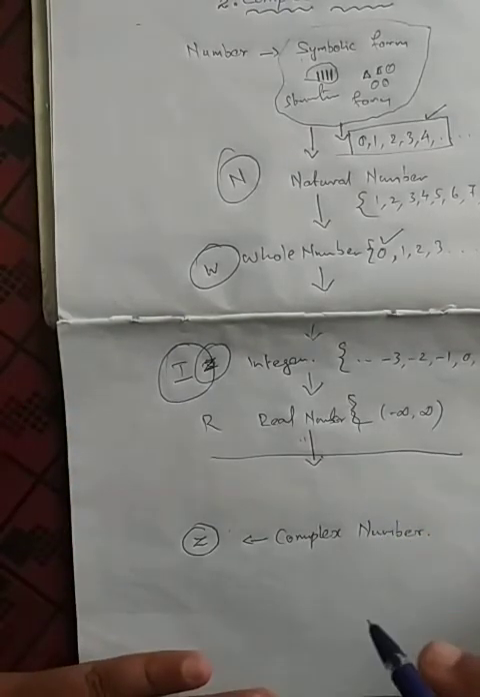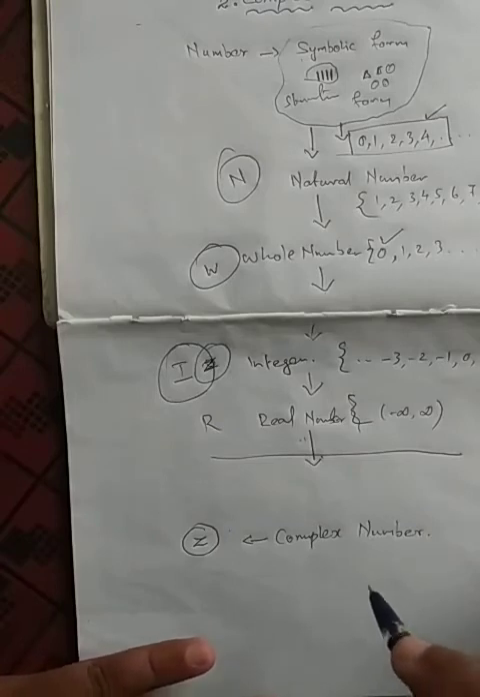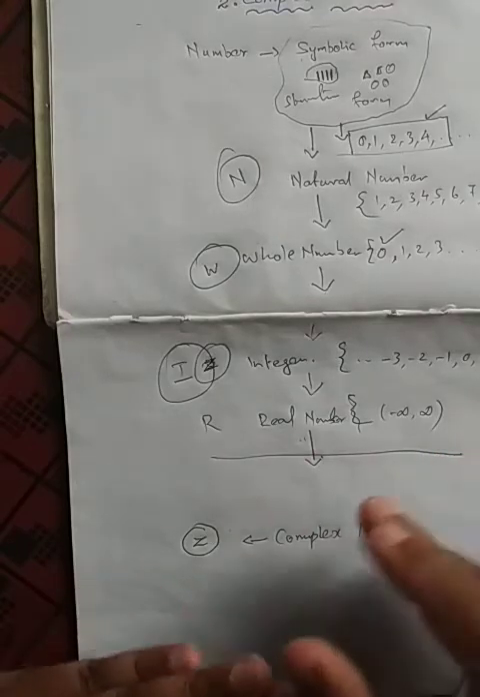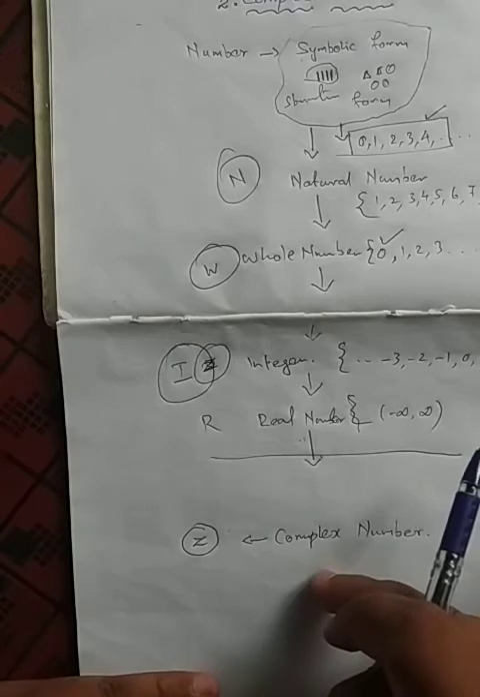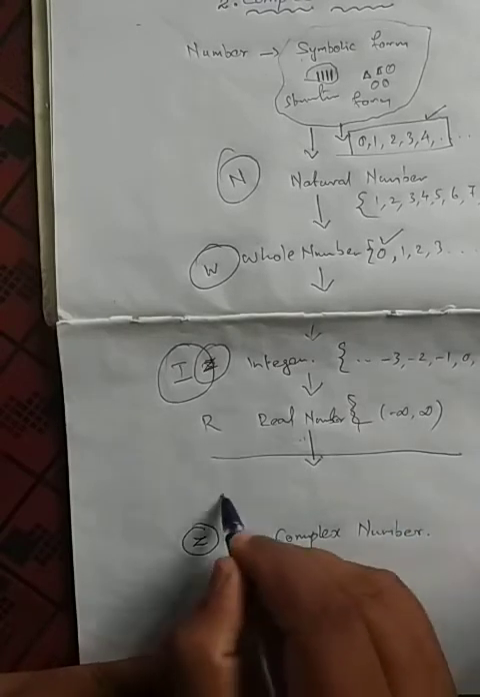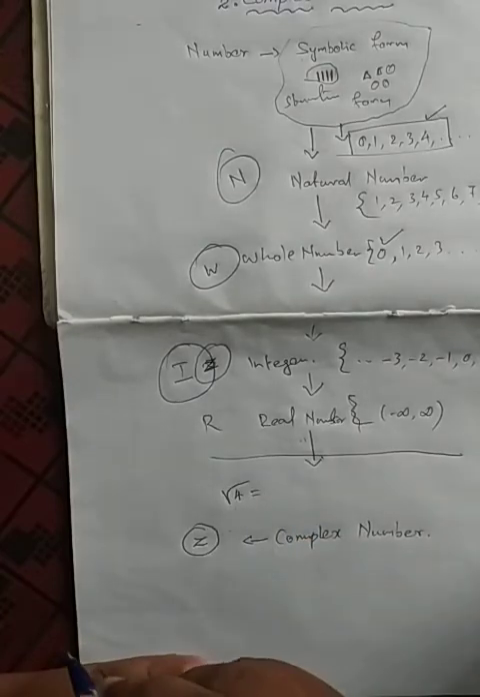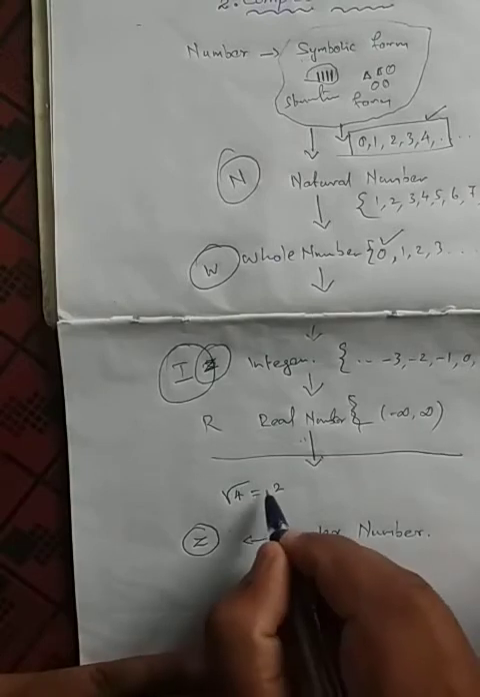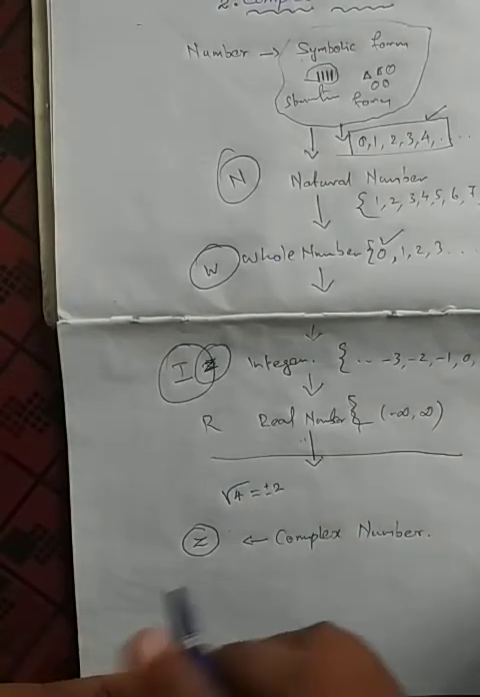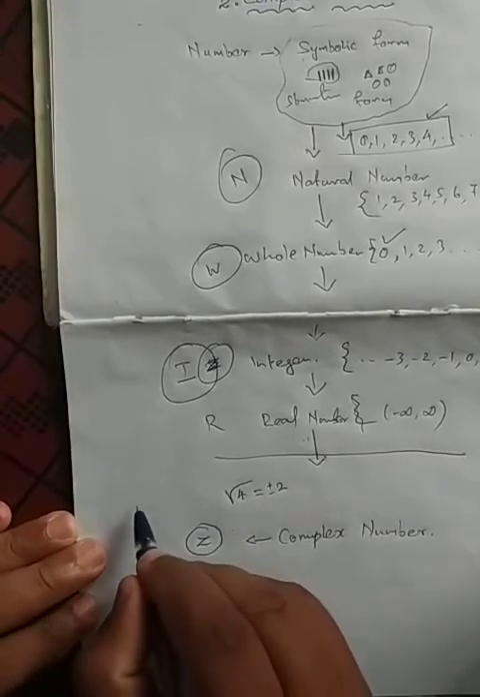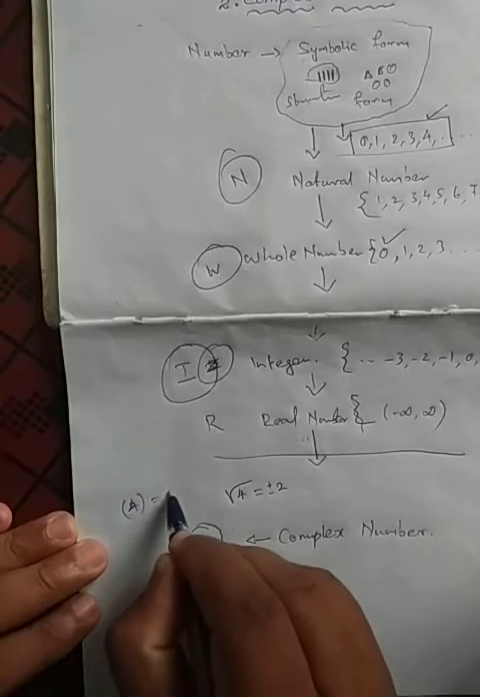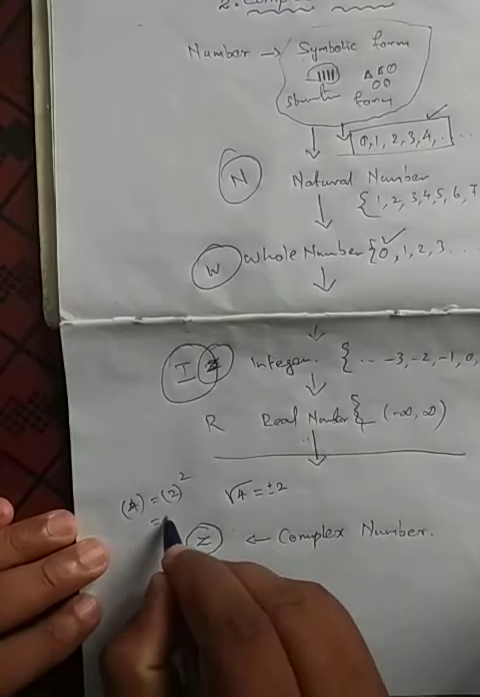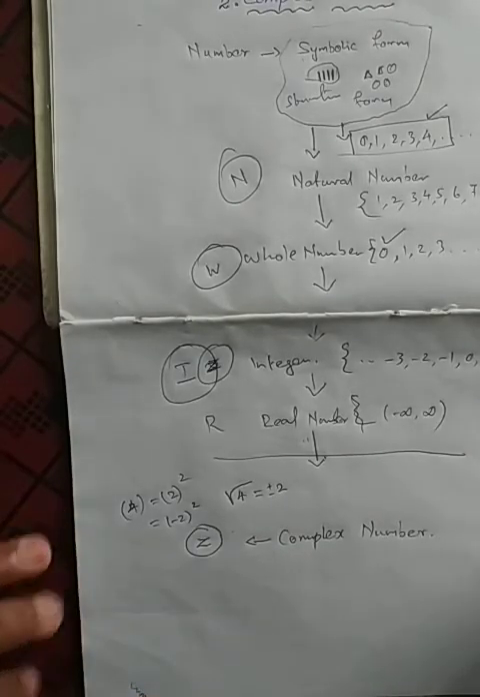Why do we have to learn complex numbers? It's very important. Real numbers cover everything: positive, negative, 0 and fractions. What is the need of complex numbers? See, if you take the square root of 4, what will you say? The answer is 2. That 2 is nothing but plus 2, or it may be minus 2. What does that mean? See, 4 I can write as 2 squared. What is the value of 2 squared? 2 into 2, 4.